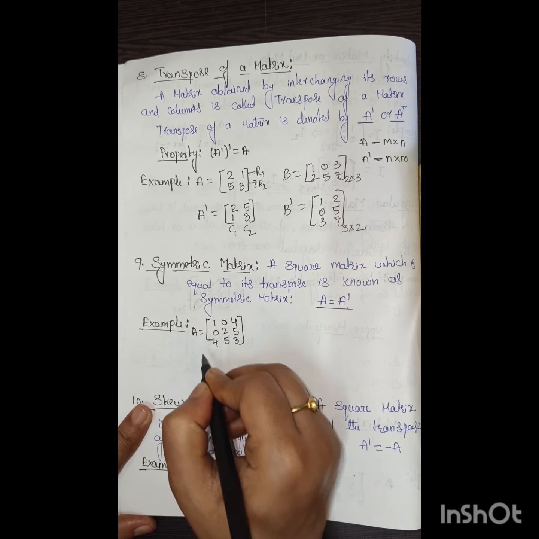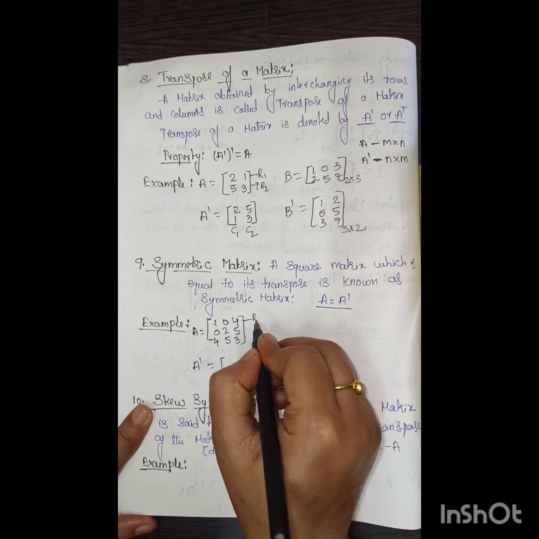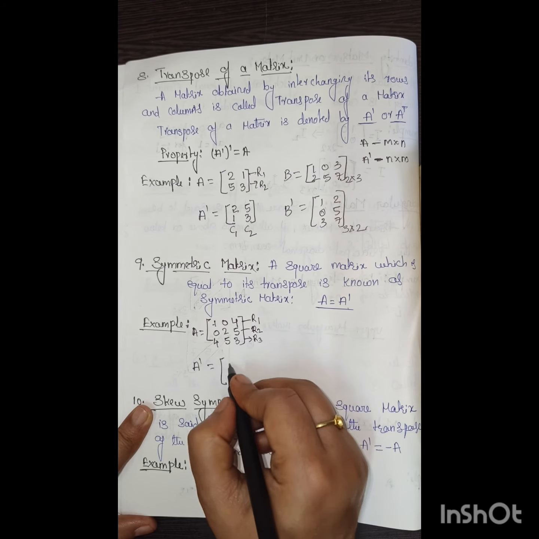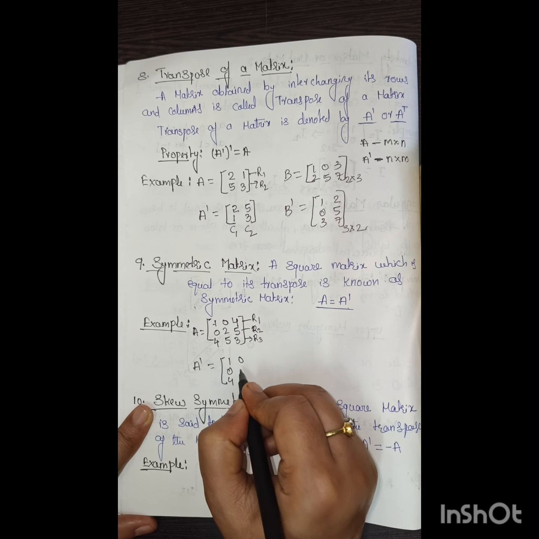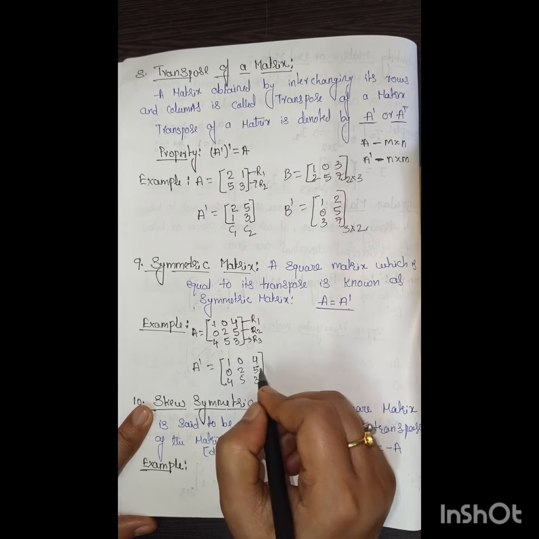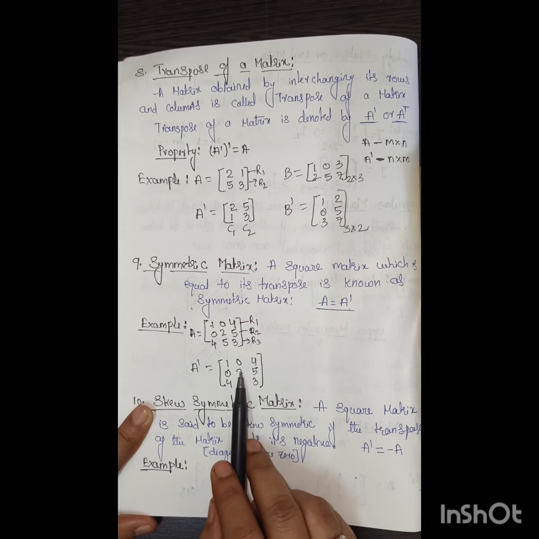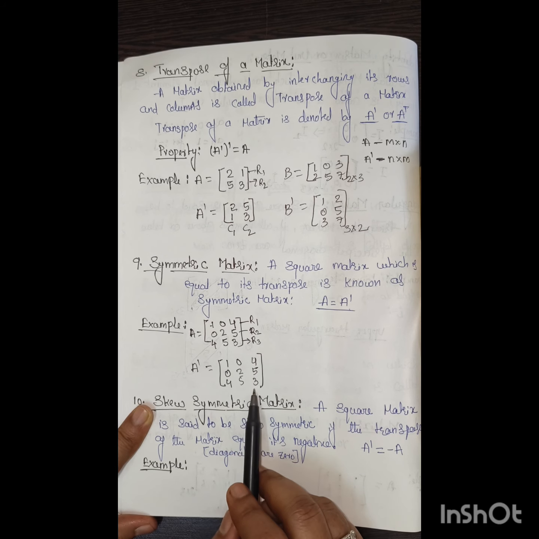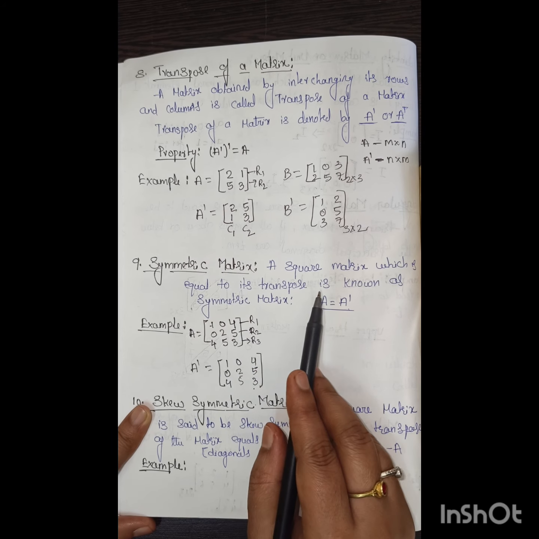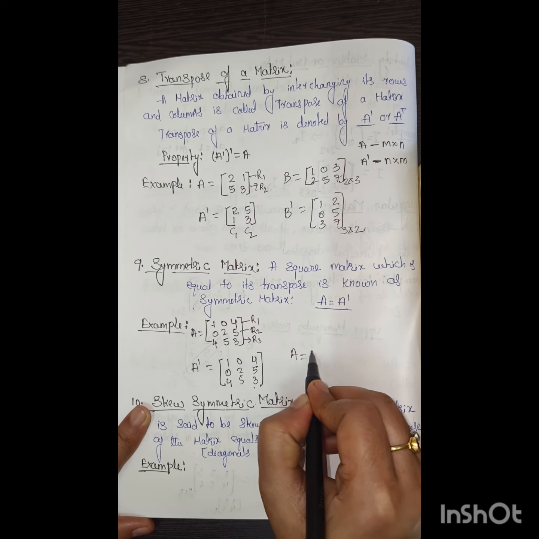It's A. Then what is the transpose of this one? It will also go first row, second row, third row: 1, 0, 4, 0, 2, 5, 4, 5, 3. After transposing also, the first row 1, 0, 4 I wrote as a column, 0, 2, 5 I wrote as a column, and 4, 5, 3 I wrote as a column. Then also it looks the same. A square matrix which is equal to its transpose is known as the symmetric matrix. Here A equals A dash.